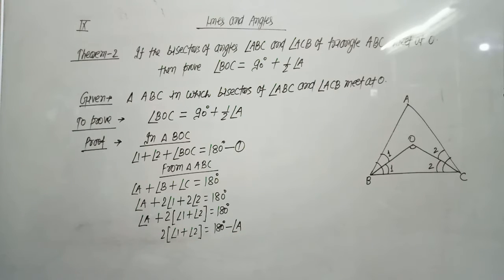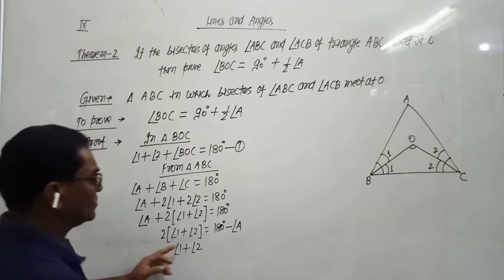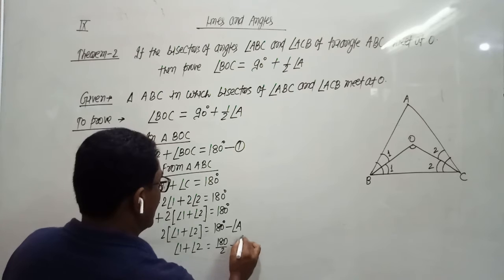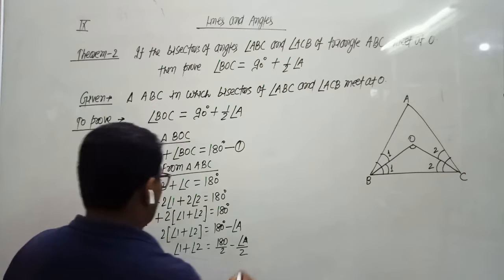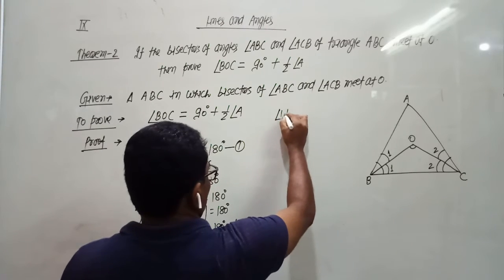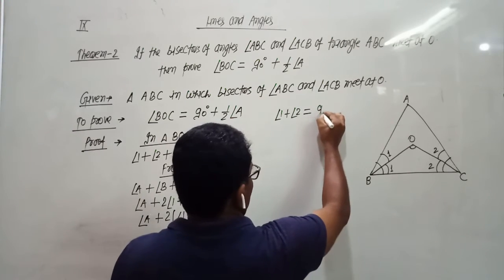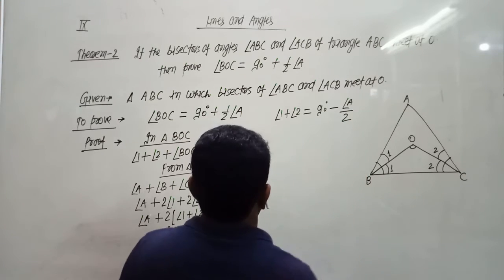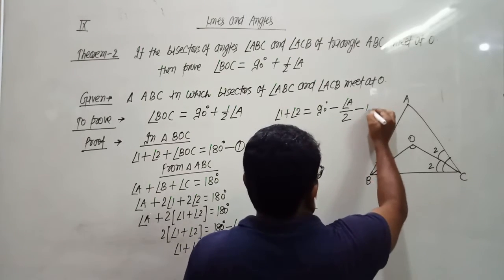Angle A will go on the right side, it becomes negative, and angle 1 plus angle 2, this whole term will be divided by 2. So this is written as 180 by 2 minus angle A by 2. So we get the result, angle 1 plus angle 2 equals 180 by 2, 90 degrees, minus angle A by 2. Name it equation number 2.